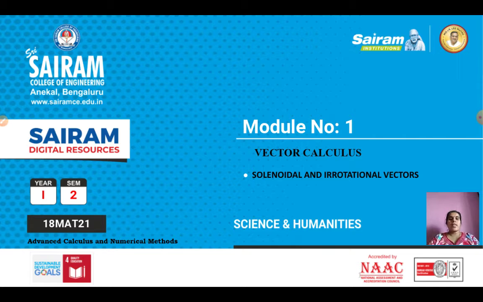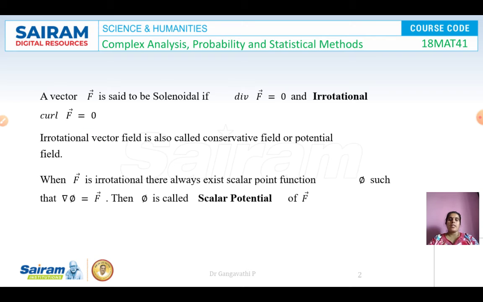So here in this session, let us learn about the solenoidal vector and the irrotational vector. So what is a solenoidal vector? Any vector f is said to be a solenoidal vector if divergence of f is equal to 0. And the same vector f is said to be an irrotational vector if curl of vector f is equal to 0.